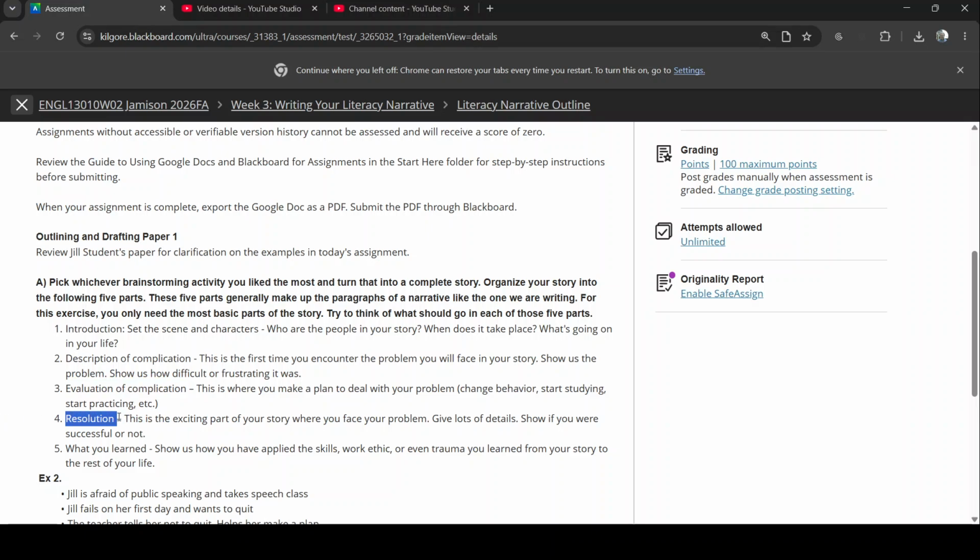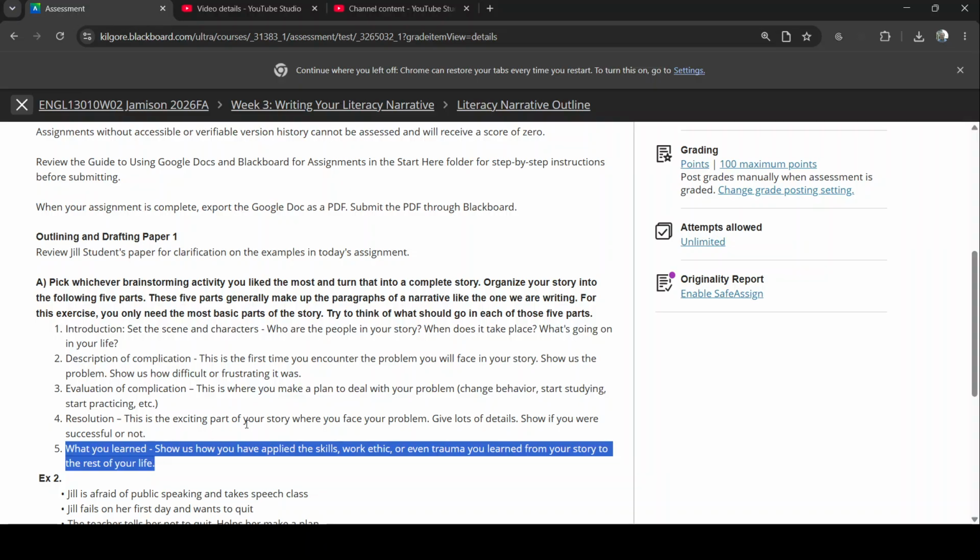Resolution. This is where you solve your problem and have good things happen to you. Maybe you have a game where you score 3 touchdowns. Maybe you have an essay that you work really hard on and you turn it in and your professor gives you an A. And then finally, what you learned. This is where you show how this affects your life outside of just school. So did this give you more confidence going into other situations? Did it teach you that you're as good as other people on this skill that you're talking about?